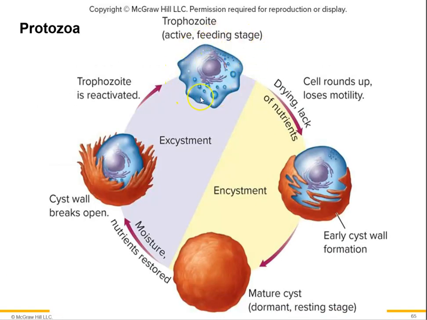So here you can see an example of a protozoan. This is the trophozoite, or the active feeding stage. Here you have something happening, so the protozoan is drying. It's got a lack of nutrients. So what's going to happen is it's going to start to build a cyst. So the cyst wall kind of wraps around the organism and protects it from the unfavorable environment. Then when the environment becomes favorable again, such as moisture returns, nutrients are restored, the cyst wall is going to break open, and the trophozoite comes out and it's reactivated.